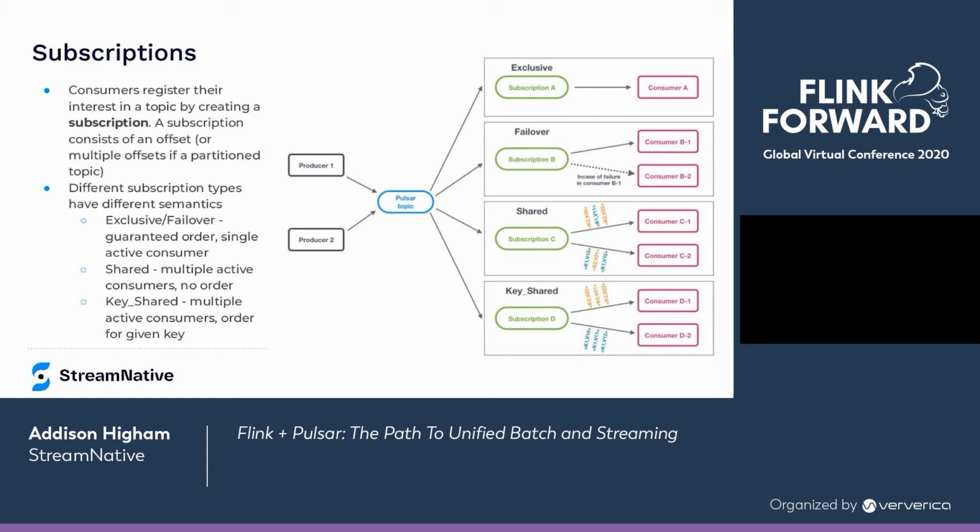And so Pulsar offers an API that really can meet the needs of both sides of your organization. It does that through its concept of subscriptions, which allow you to have different semantics around how you consume and use data in Pulsar to meet those different demands. So, to go quickly through some of these, Pulsar offers 4 different subscription types. The first 2, exclusive and failover, give you guarantees about the order you're going to see your messages.